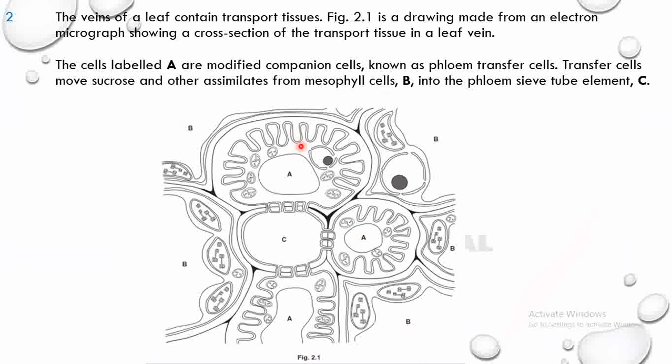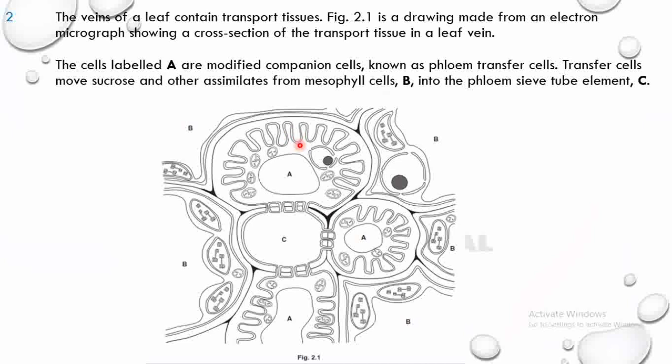That means that it therefore increases the number of transport proteins. The transport proteins here include the proton pump, which helps to pump protons. So you know that hydrogen ions are pumped from the cytoplasm of the companion cell to the cell wall to set up a proton gradient, and then protons move back with sucrose through the co-transporter. So this infolding increases the number of hydrogen ion pumps.